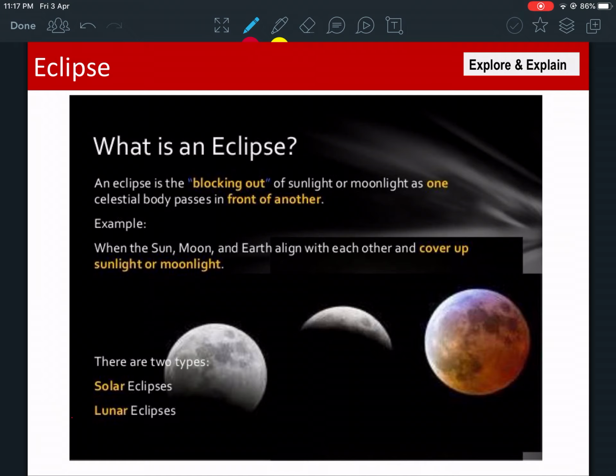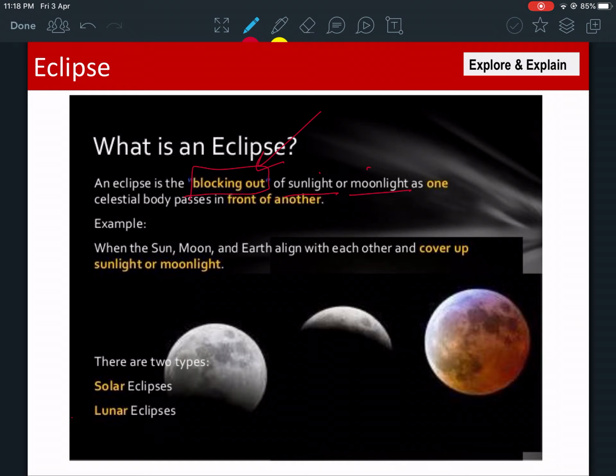We're going to start with what an eclipse basically is. An eclipse is the blocking out of the sunlight or moonlight as one celestial body passes in front of another. A celestial body means a body in space like Earth, Sun, Moon, stars. These are all celestial bodies. So when light, either sunlight or moonlight, is being blocked out, it's called an eclipse.